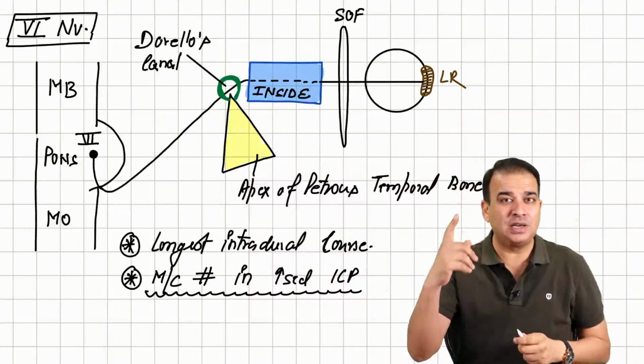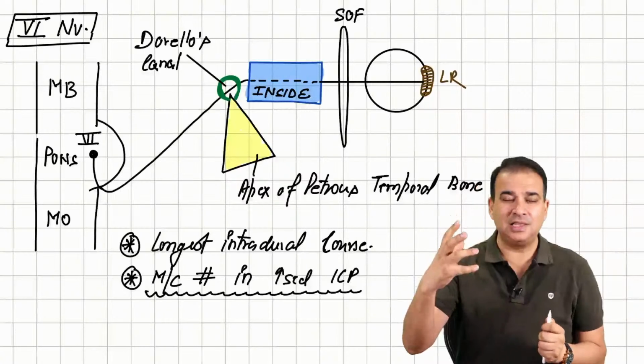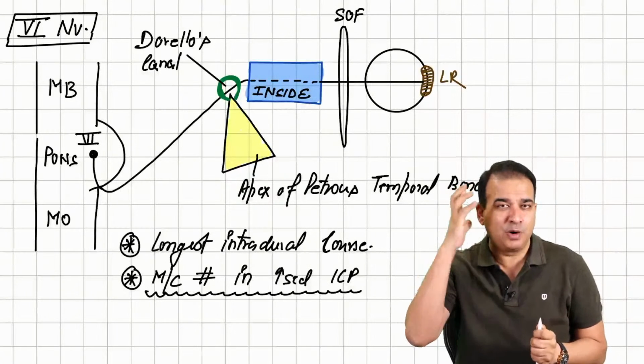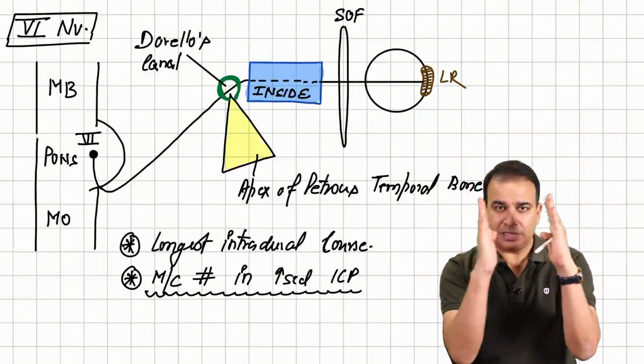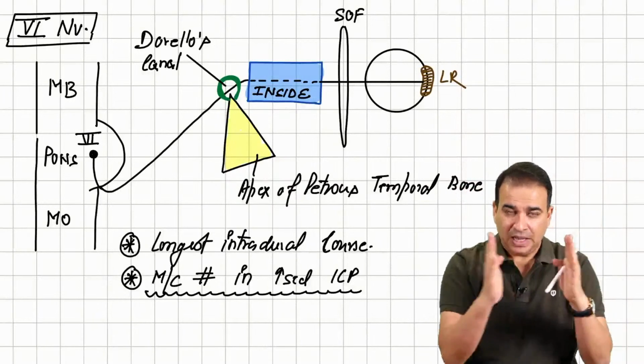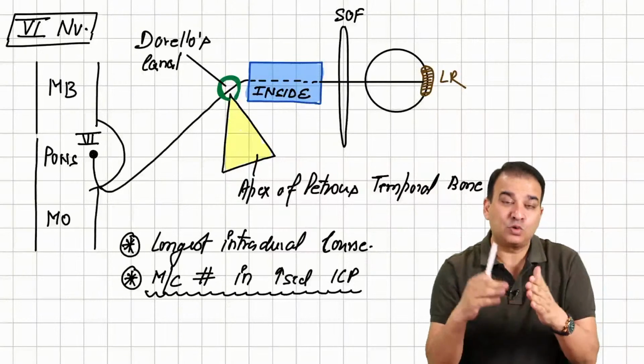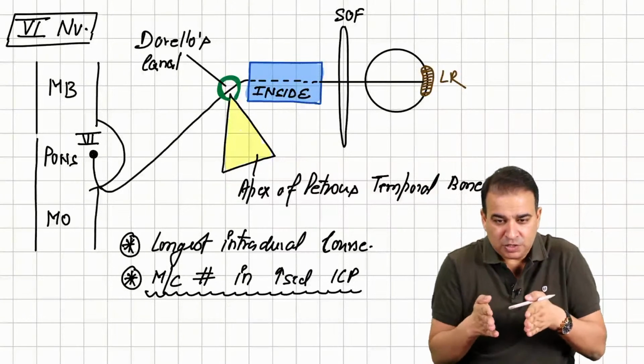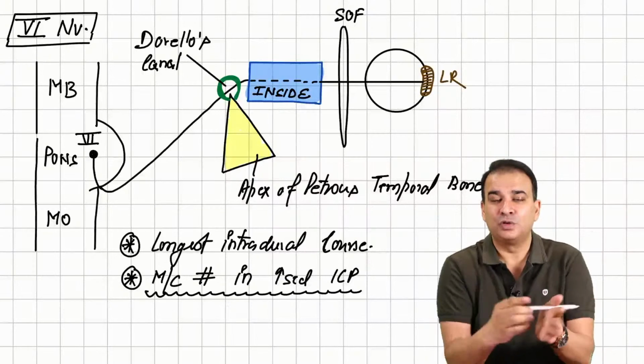If the pressure is increasing on one side, let's say there is an extradural hemorrhage or a tumor developing on one side, that will push the brainstem sideways. Instead of downward, the brainstem will go sideways. And when the brainstem goes sideways, guys, the most commonly injured nerve is the nerve coming from the interpeduncular fossa, that is the third nerve.